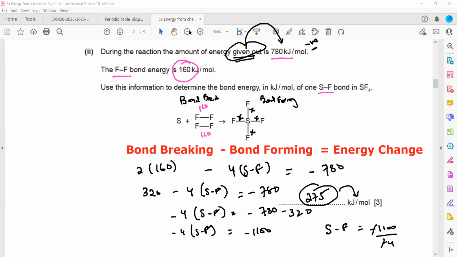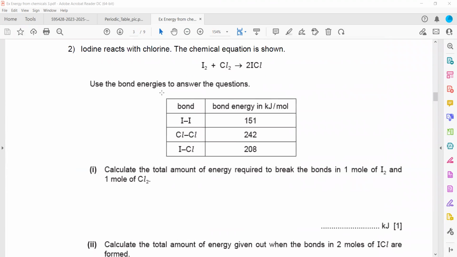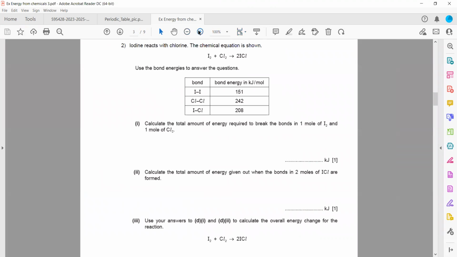So why was it 2 into 160? Because this is one SF bond, 160 is there. This is another, one fluorine bond, 160, another fluorine bond, 160. And for sulfur, there is no bond, it's a sulfur atom, that's why it was 0. So the bond breaking energy minus the bond forming energy equals the energy change.